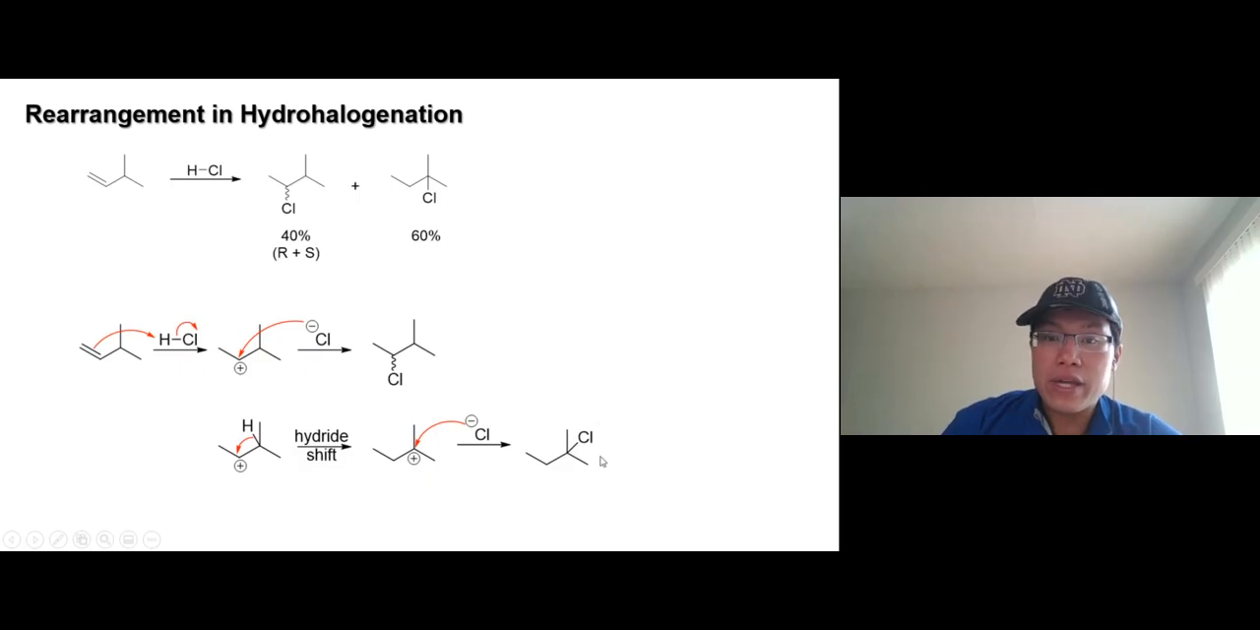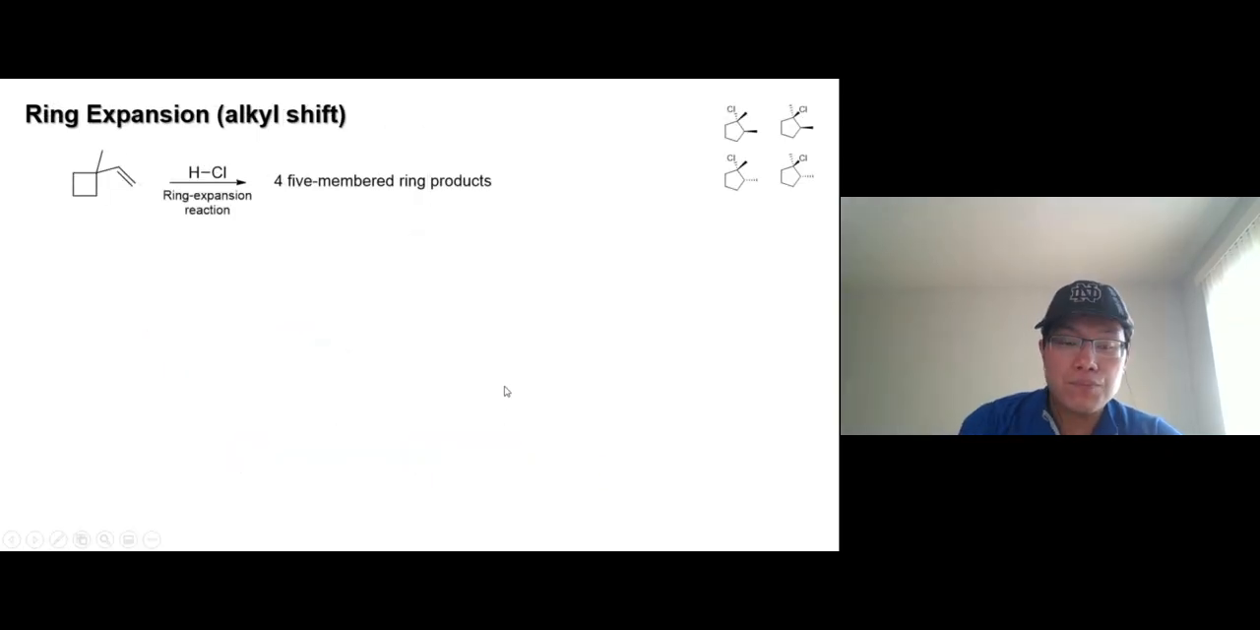In this case, you get only one product, not two, because this carbon here is not a stereocenter, not a chiral center. There are two methyl groups right there. If you still remember the definition of a chiral center, it is a carbon with 4 different substituents. There are 2 methyl groups there, not 4.